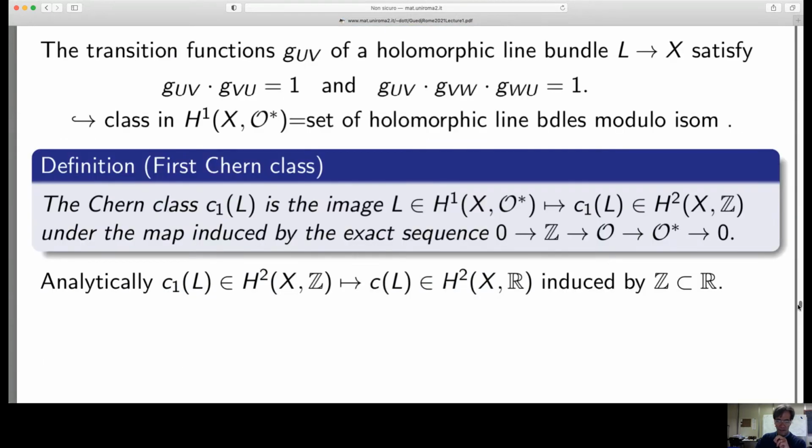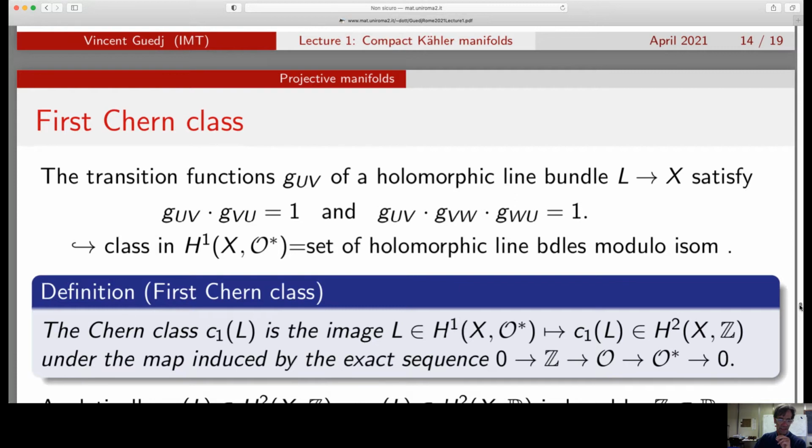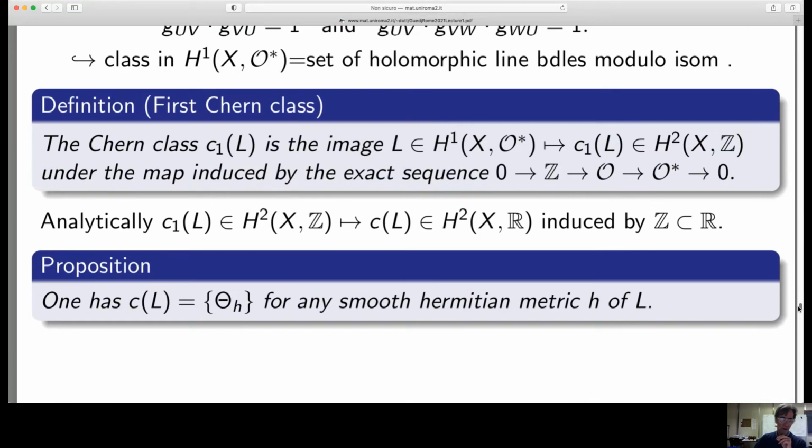It's denoted by C1 of L, and therefore lives in H2(X,Z). But then you can look at the inclusion of Z into R, and this gives you a map from H2(X,Z) into H2(X,R). And then you can look at the first Chern class in H2(X,Z) and look at the image in H2(X,R). Another important fact is that the cohomology class of the image of C1 of L in H2(X,R) is the same cohomology class as the curvature of any Hermitian metric on the line bundle.